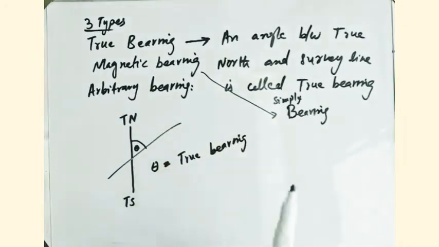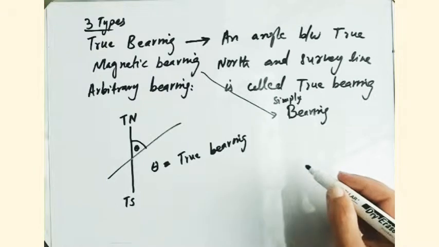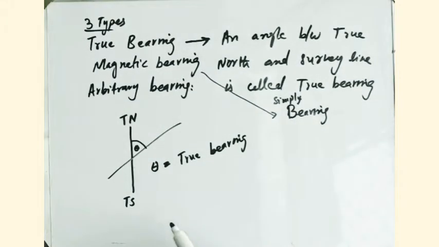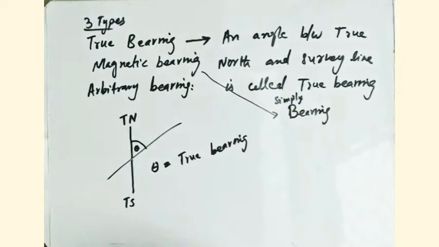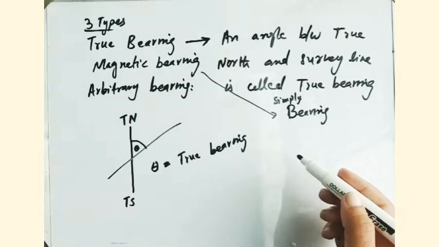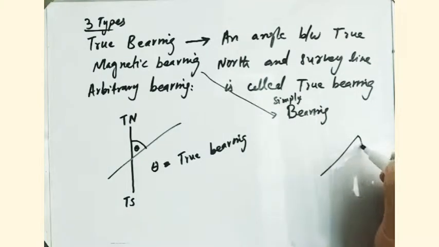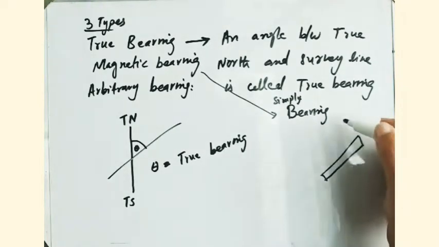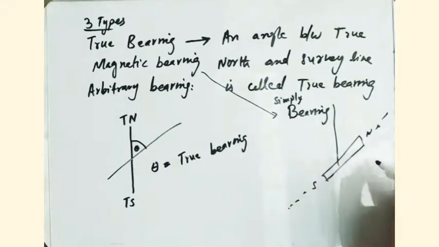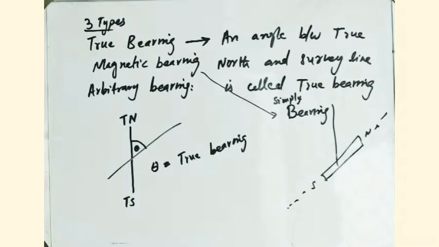To magnetic meridian kya hota hai? If a survey line makes an angle with the magnetic meridian, it is called magnetic bearing, or simply bearing. So first let us discuss what is a magnetic meridian. Magnetic meridian is that magnetic north. If you freely suspend any magnet, it points toward north and south direction, so that direction will be known as magnetic north and magnetic meridian. So if any survey line makes an angle with this direction, that's called a magnetic bearing, or simply that is called a bearing.